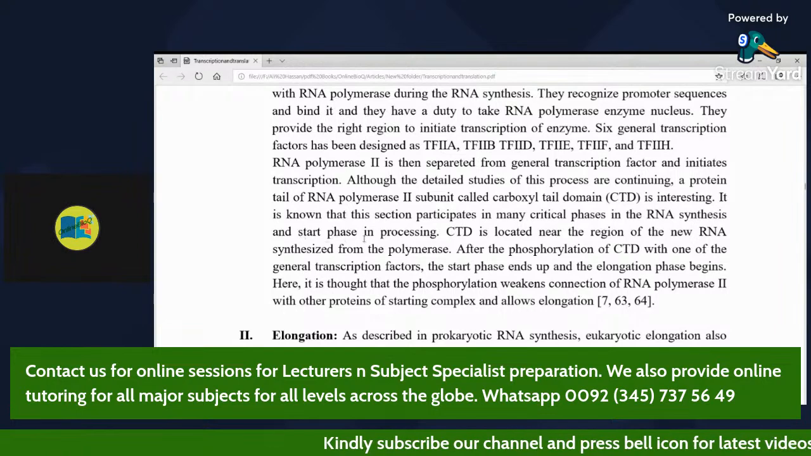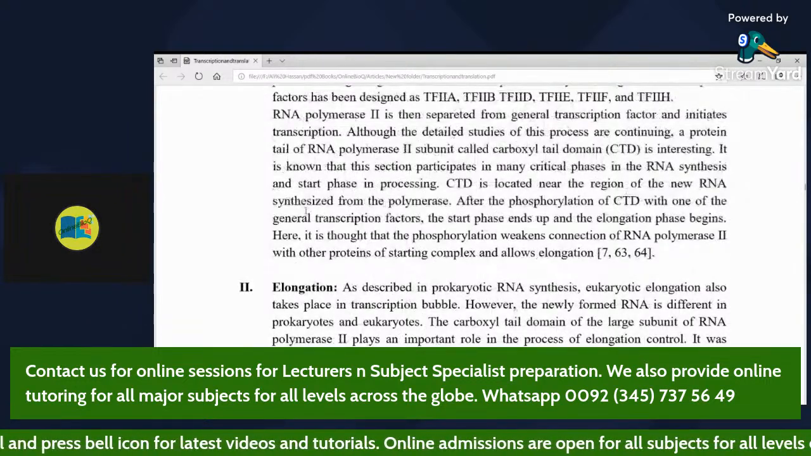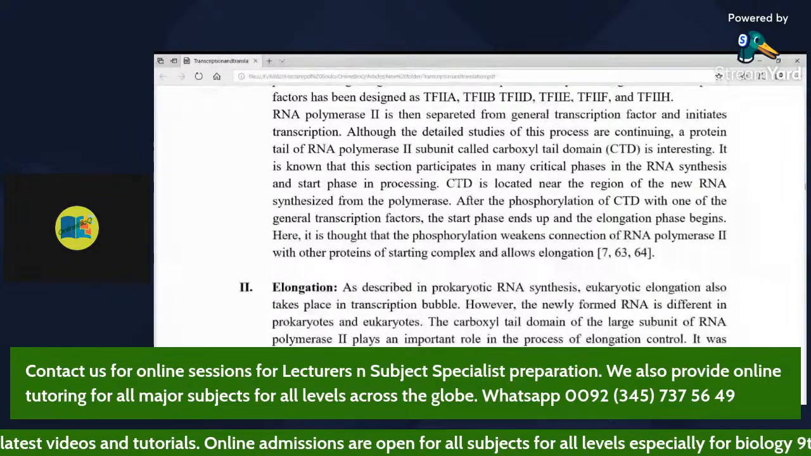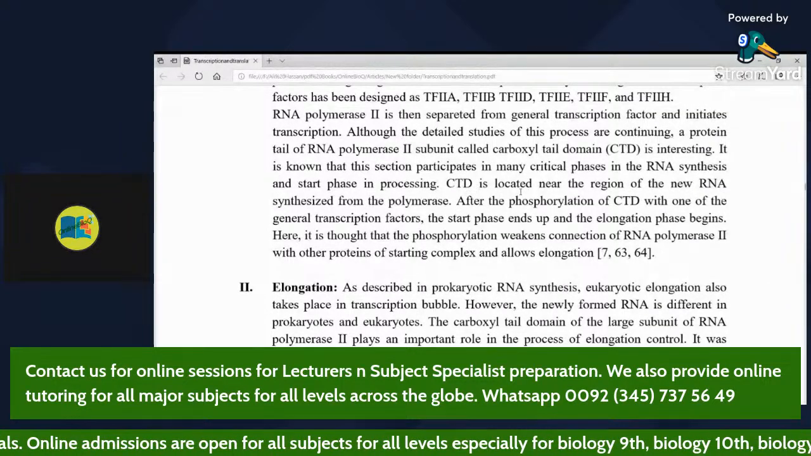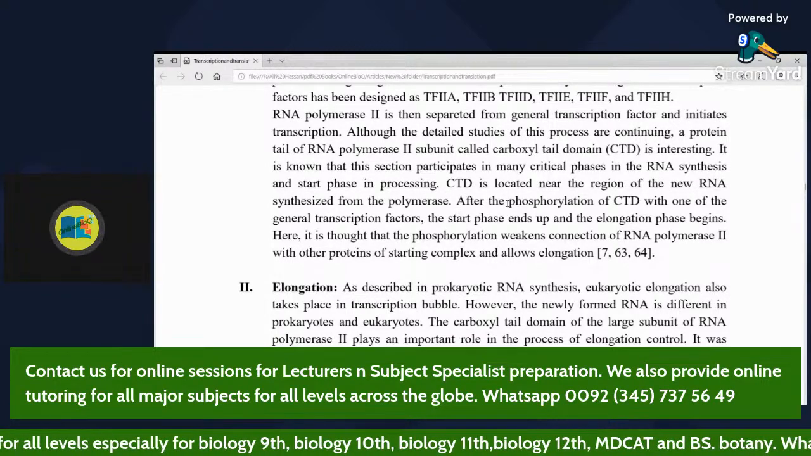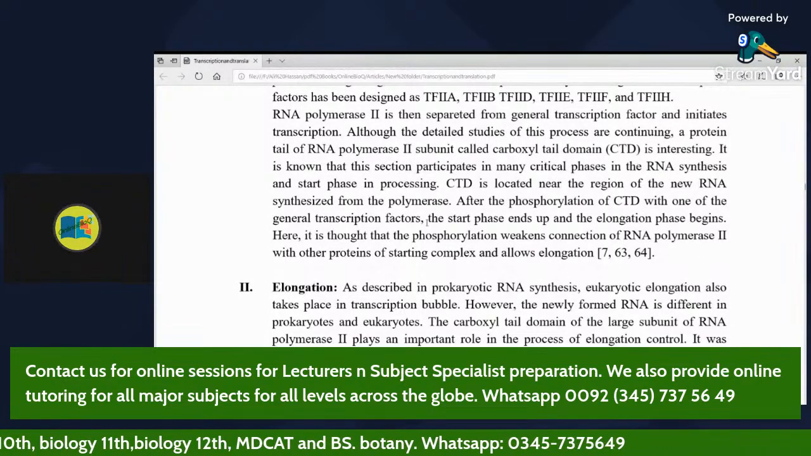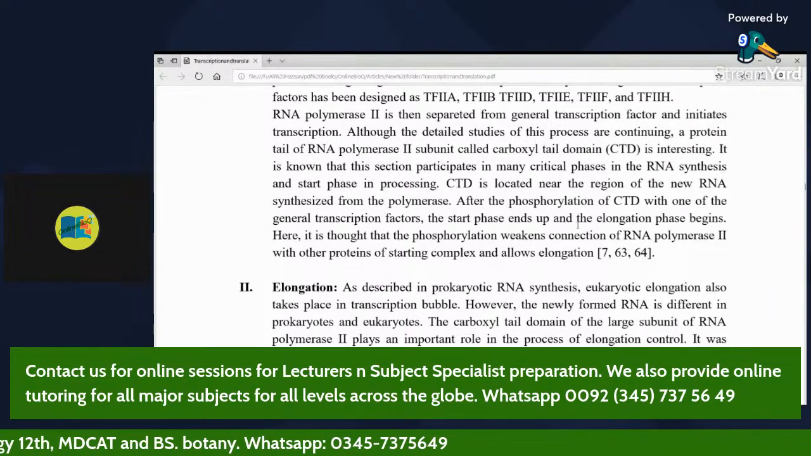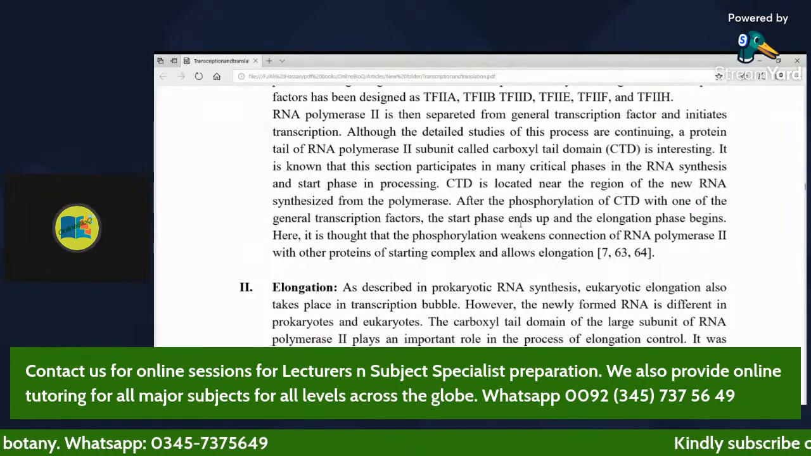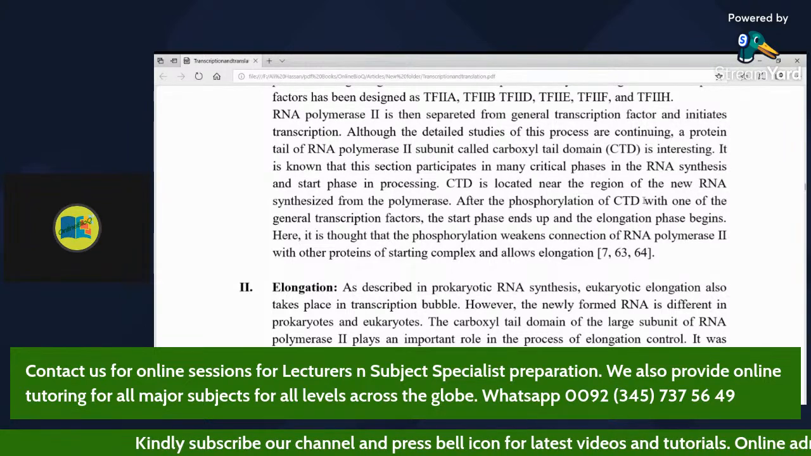This carboxyl tail domain is located near the region of the new RNA synthesized from the polymerase. After phosphorylation of the carboxyl tail domain with one of the general transcription factors, the start phase ends and the elongation phase begins. Now we move on to studying the elongation phase.